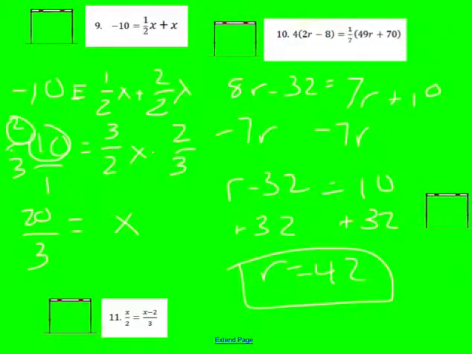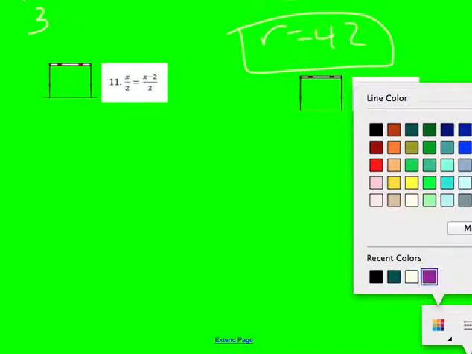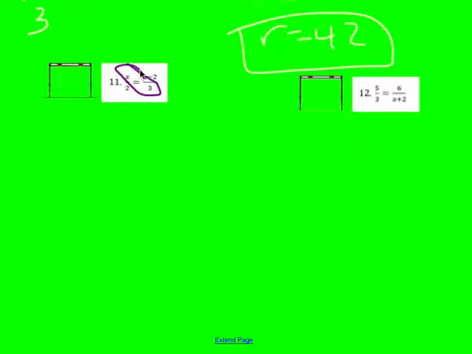Now let's take a look at 11 and 12. People learn many different ways to solve these, so I'm going to show you a way that I think is pretty straightforward. When you have two fractions that are directly set equal to each other, you can do this thing called cross multiplication. That means you're going to multiply diagonally and multiply diagonally.